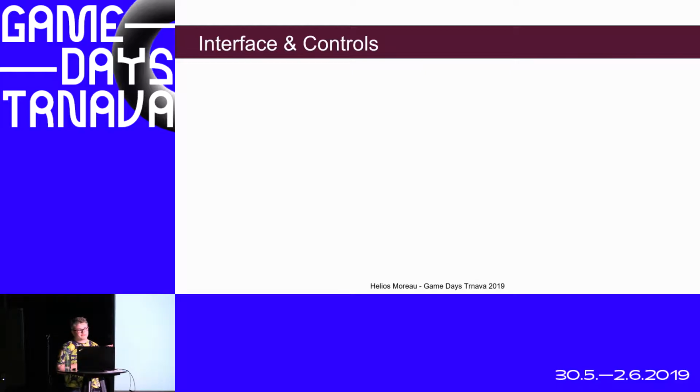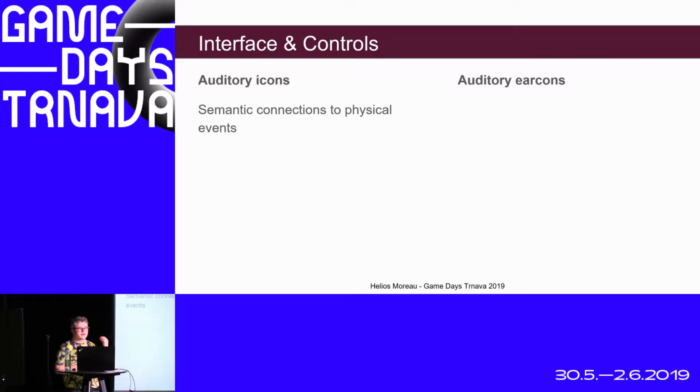First of all, about the interface and the controls. In that case, all my work about sound design was very useful, because we used some notions such as auditory icons and auditory earcons to help design the audio feedback when you interact with the game. Just to be quick, because it would take too much time to explain it properly, auditory icons are sounds that have a semantic connection to the physical events that they represent. In our case, we used them for interactions that were directly related to the use of the radio device. So for example, recording a clip, switching to another station, or sending a clip.